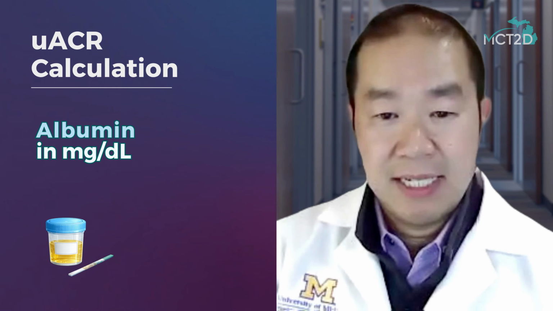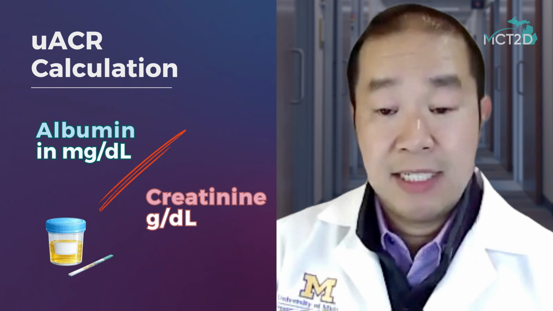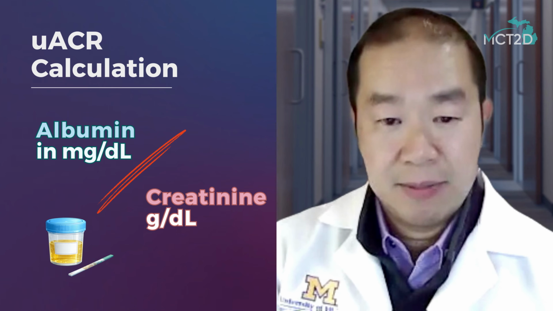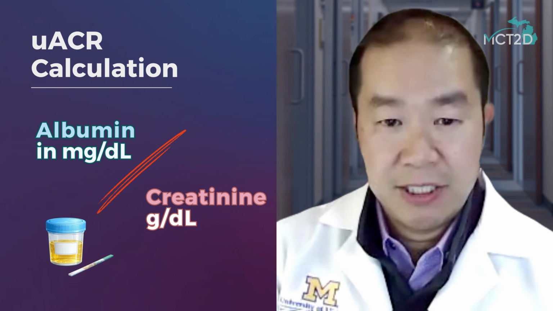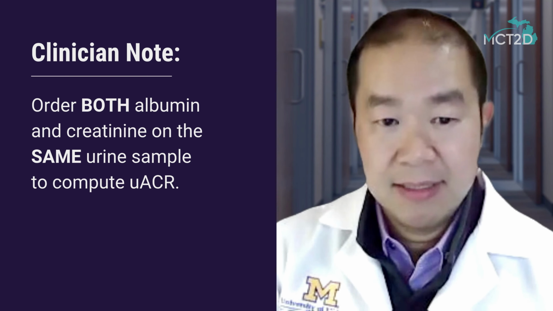You may have heard the term microalbumin, which is an older term. Over time, this term has become synonymous with a urine albumin test. Microalbumin is not a separate test. The term microalbumin actually refers to small levels of albumin in the urine, or microalbuminuria. The uACR calculation is the urine albumin in milligrams per deciliter divided by the urine creatinine in grams per deciliter, resulting in a ratio in milligrams to grams.